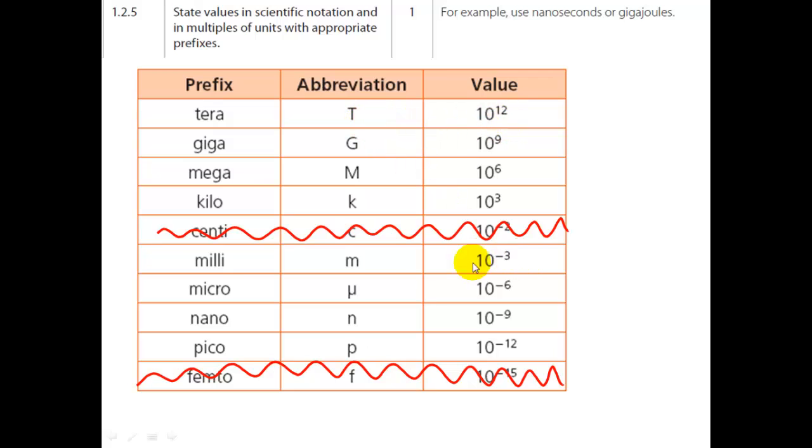10 to the minus 3 is milli. 10 to the minus 6 is micro. 10 to the minus 9 is nano. 10 to the minus 12 is pico. You need to remember these.